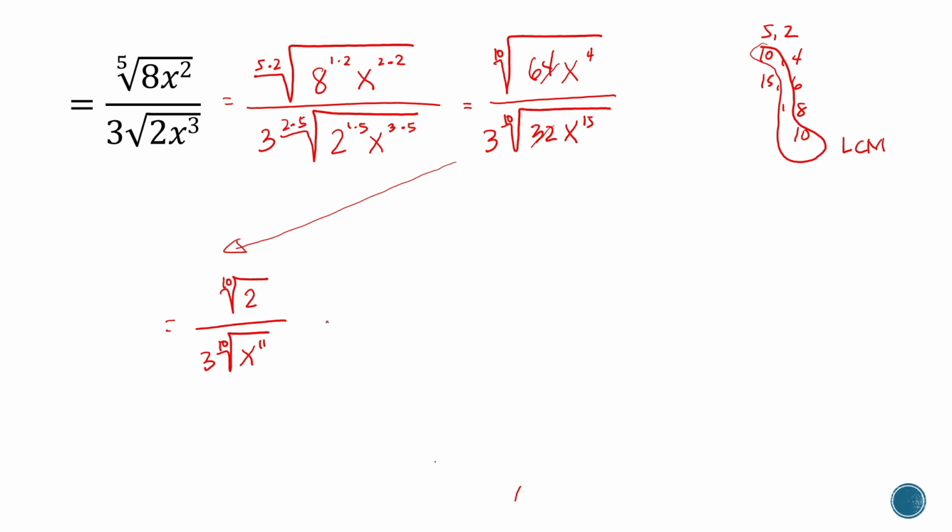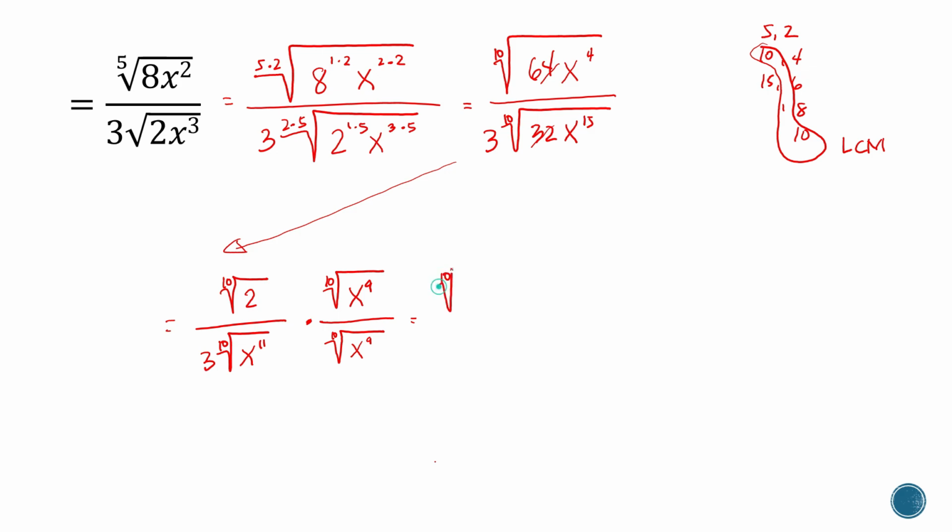And to do that, I will again rationalize this one by multiplying both the numerator and the denominator by the 10th root of x raised to 9. Why 9? Because we want to make sure that the exponent is a multiple of 10 or divisible by 10. So we can simplify it. So 10th root of x raised to 9.